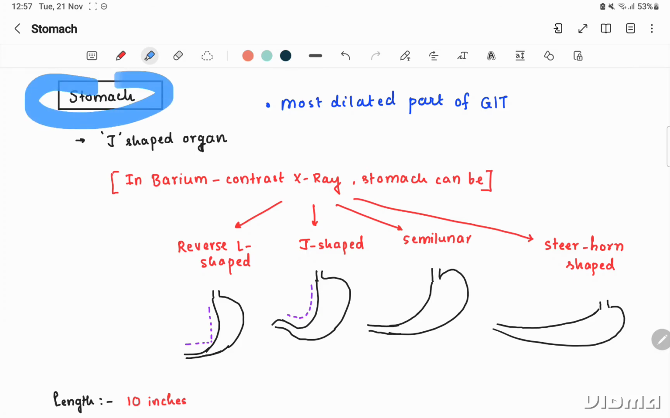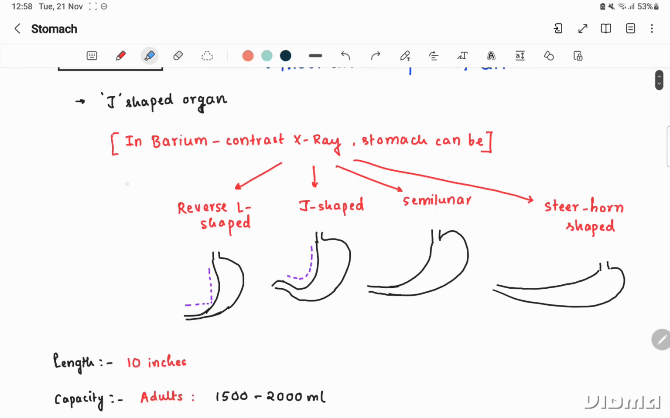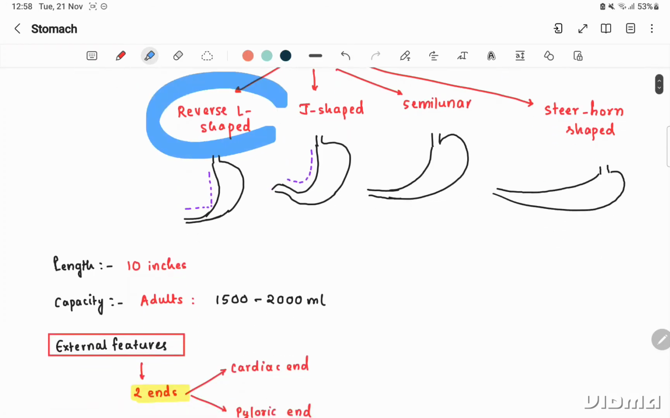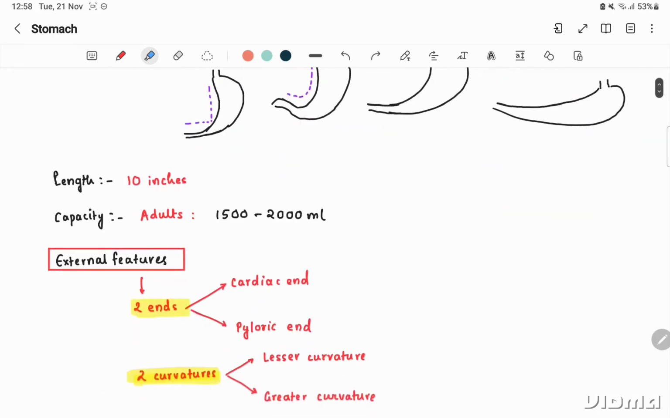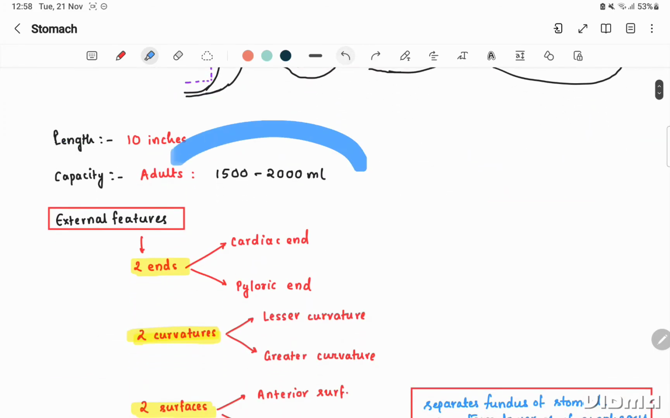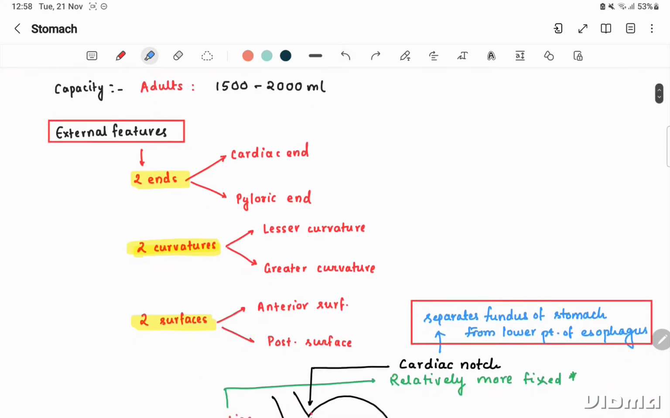Let's come to the stomach. The stomach is a J-shaped organ. You know about this. It is the most dilated part of your GIT. Barium contrast X-ray is the imaging technique used to view the stomach. We can have a reverse L-shaped stomach, a J-shaped stomach, a semilunar stomach, or a steer horn shaped stomach. Length is 10 inches and capacity is about 1500 to 2000 ml.